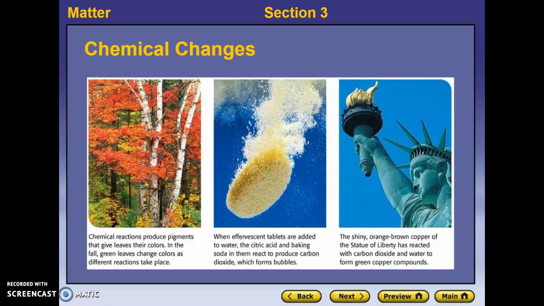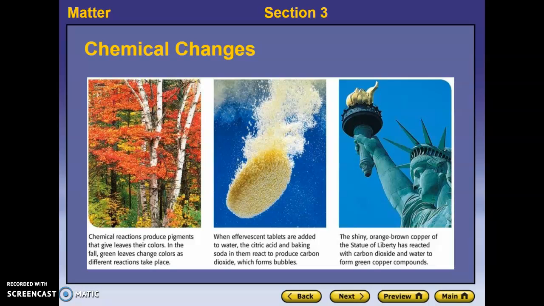So if we take a look at the example here on the left, they show leaves changing color in the fall. As the pigments from the leaves change, then the color of the leaves change as well. That's an example of a chemical change.